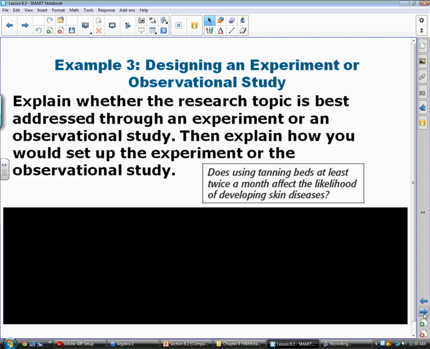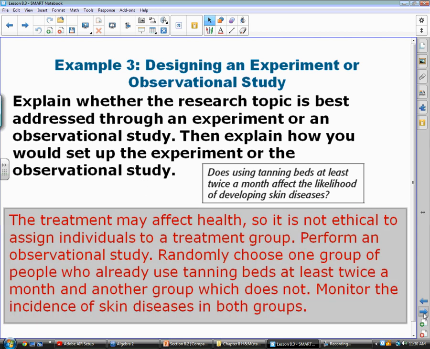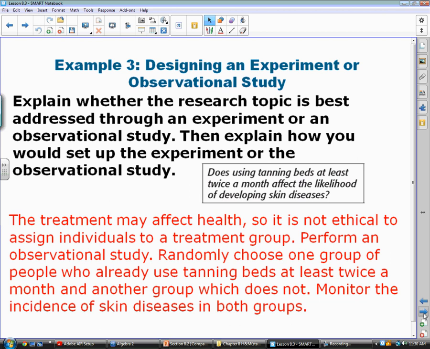That definitely has to be an experiment, right? Yeah. You just take an experimental group and say, here you go, sit under the sun forever. Nope, yep, you're right, you got cancer, you're dead. So we should probably realize that the treatment may affect health, so it's probably not very ethical to put individuals into a treatment group.